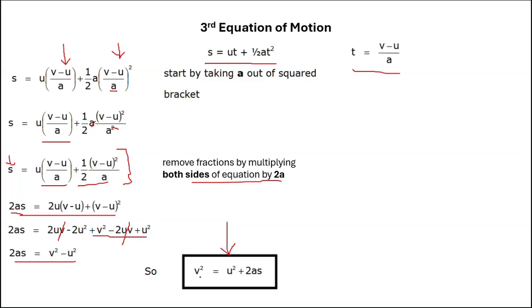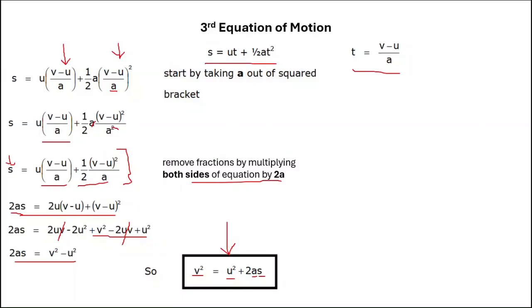V square is equal to u square plus 2as. V is the final velocity, u is initial velocity, a is acceleration, and s is displacement. So we can say final velocity square is equal to initial velocity square plus 2 times acceleration multiplied by displacement. Okay, thank you. And we have derived all the 3 equations of motion in this lecture.